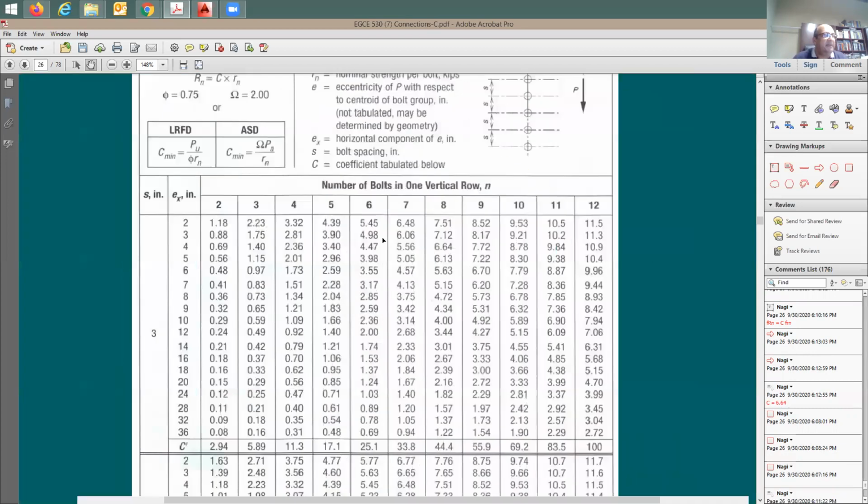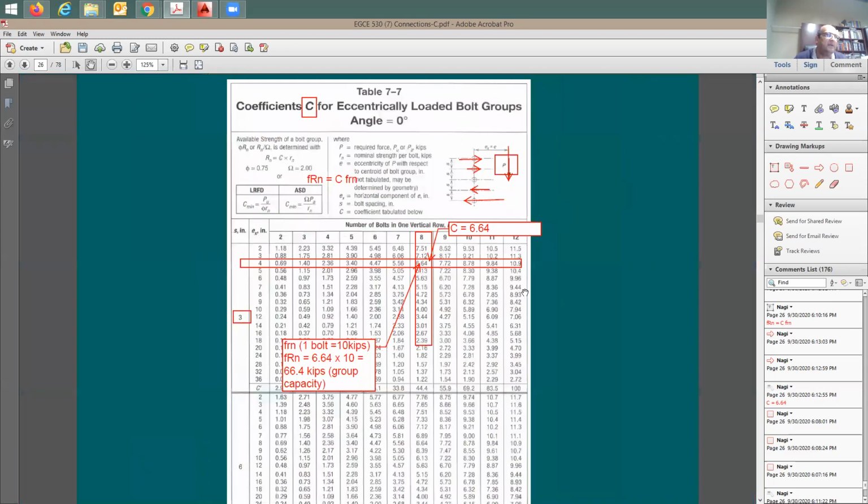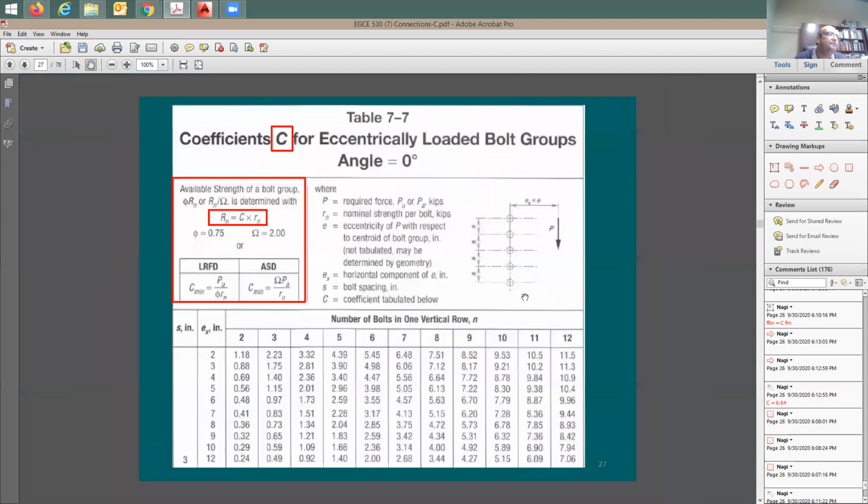What happened here in this case? I have 8 bolts. I have some eccentricity, so the strength is going to be reduced. Why? Because the horizontal forces that you're developing here are going to be eating out a little bit of the strength of the bolts or the bolt group. Instead of having 8, because of this eccentricity of 4 inches, I'm going to have 6.64 bolts. So your C factor is going to be 6.64 times the strength of 1 bolt, which is going to be 66.4. Okay, now I'm clear, I hope.